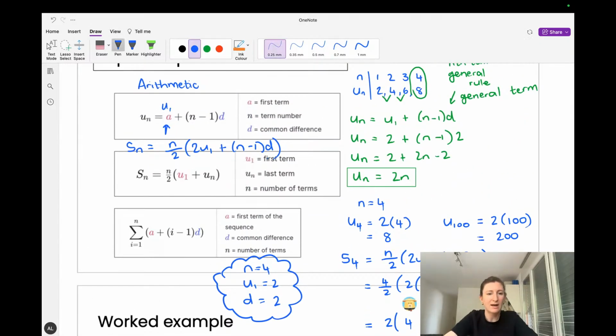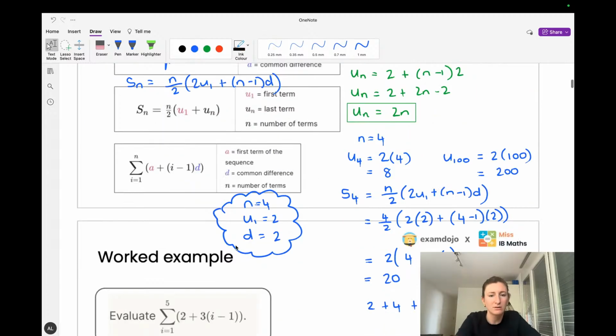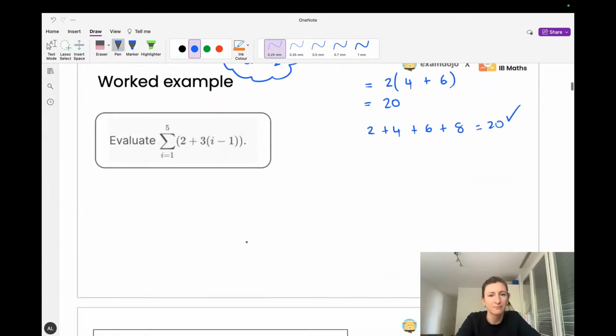Then we also have sigma, the Greek letter sigma, and that is for finding the sum also, just like this, finding the sum of values when they give us the general term. They give us the rule that we've got to use. So let's do an example to see what that looks like.